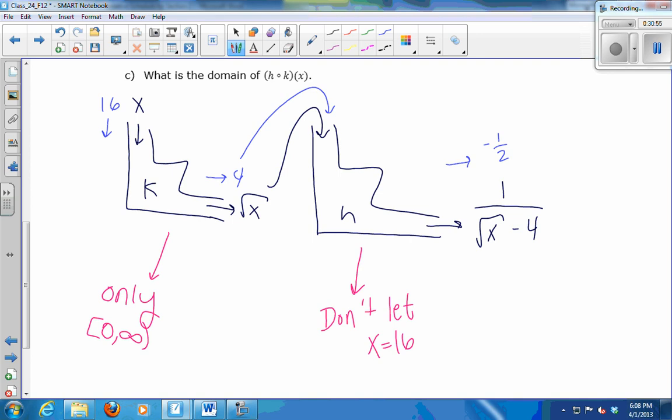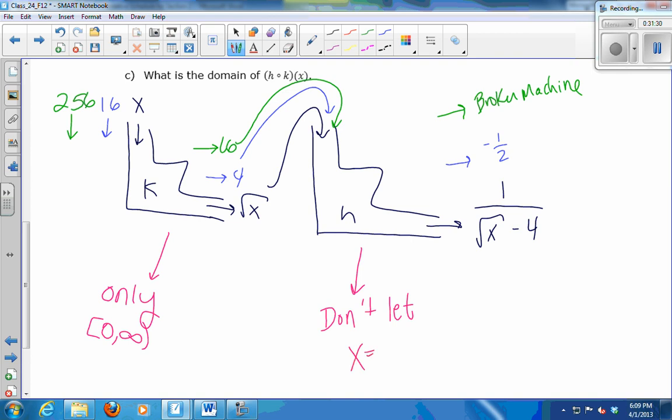Yeah. So let's see. If I put in a 256 here into the K machine, when I square root it, what do I get? 16. Then I try to take that 16 and drop it into H, and I end up with 1 over 0. I end up with a broken machine. So it's not 16 that I have to be wary of. It's 256.